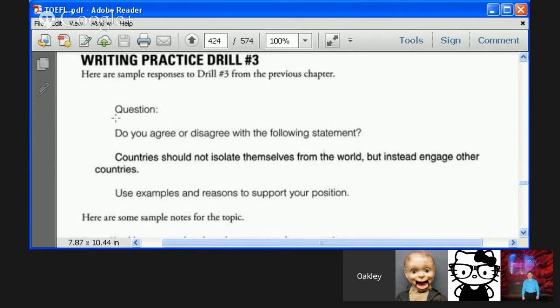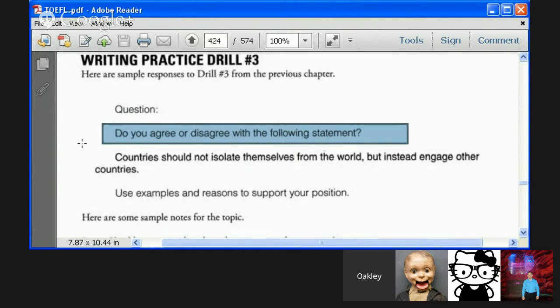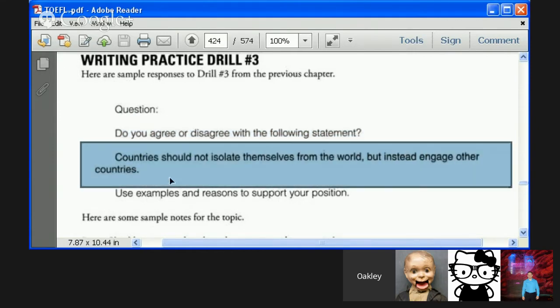This is a typical TOEFL Task 2 writing opinion question. Every standardized exam I can think of has the same type of question, an opinion question. So here it is. Do you agree or disagree with the following statement? Countries should not isolate themselves from the world, but instead engage other countries.